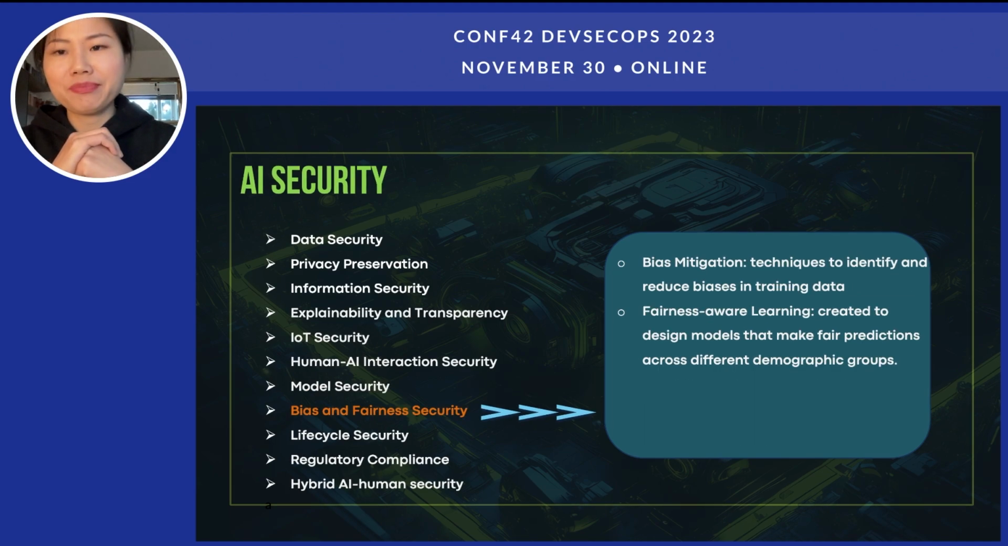Bias and fairness security. We are humans around the world, with different cultures, different civilizations, different religions. It's so difficult in our daily life to do our best to mitigate bias. For machines, of course, they don't know what bias is. So we definitely need techniques to identify and reduce the bias in the training data, which is what we use to train the machine. And also fairness-aware learning, created to design models that make fair predictions across different demographic groups and different cultures.